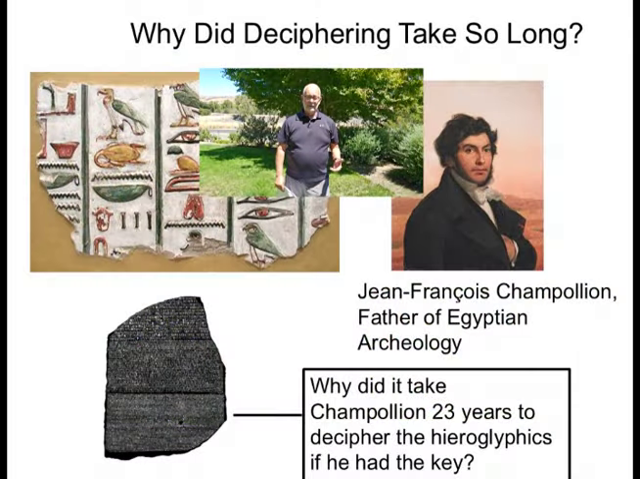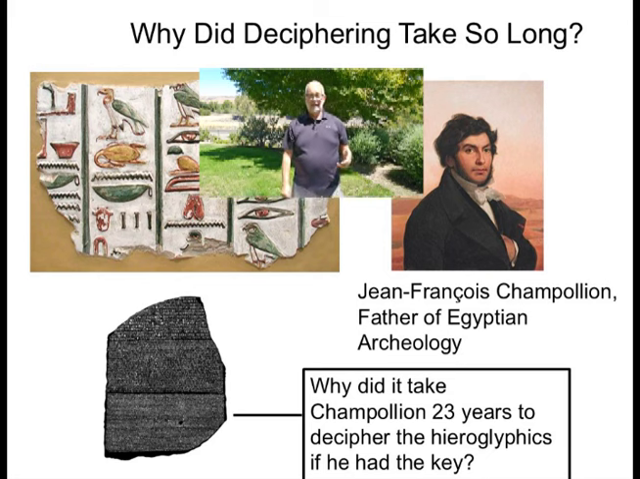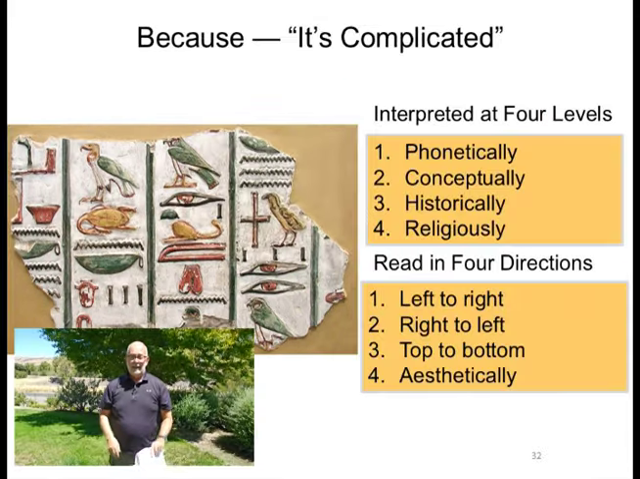So the father of Egyptology, this guy named Jean-Francois Champollion, he had the stone, he had the key, had the 3 levels of language, but it still took him 23 years to decipher these hieroglyphics. So the question is why? And the answer is, it was complicated.